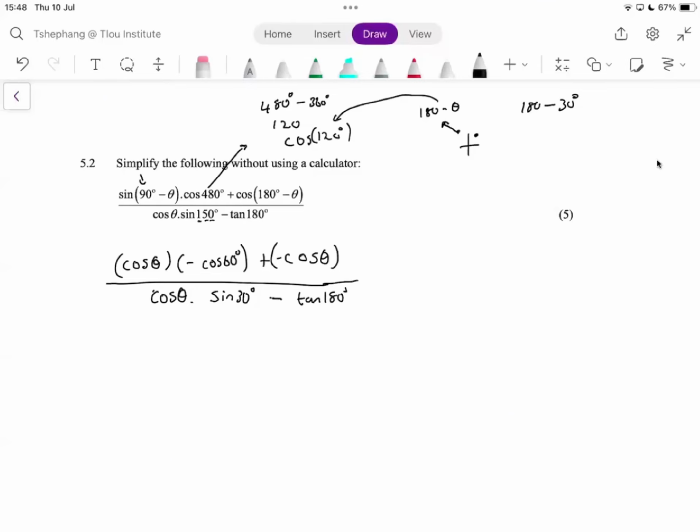Right, here's a question. So on the numerator, why do we have negative cos of 60? Remember, I explained why it's negative cos of 60, because the 480, we subtracted 360 from it, and then it became 120 degrees. 120 degrees is found in the second quadrant where cos is negative. Now, what is the reduction formula for the second quadrant? It's 180 minus. What do we need to subtract from 180 for us to get 120? We need to subtract 60, hence the cos of 60 degrees, which is negative.